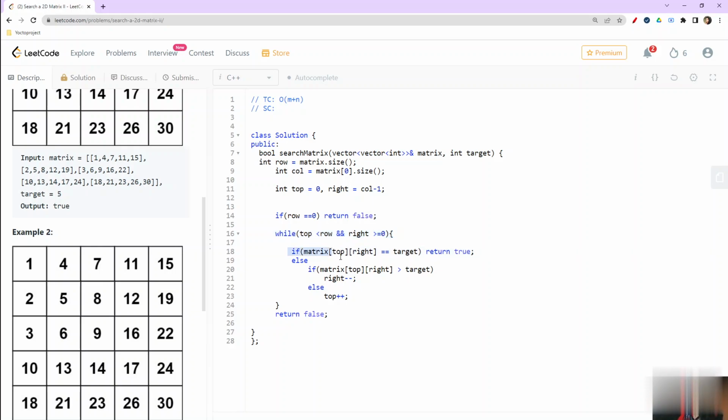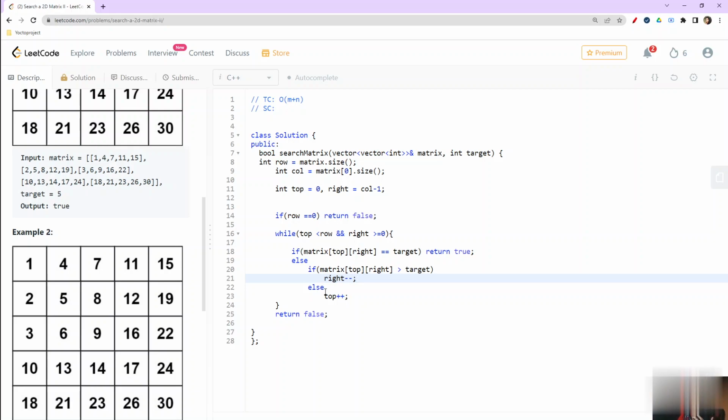Now comes the part that if our matrix at that particular block equals target, then we'll directly return true from that particular position only, that yes, we found the element, right? Else we are required to do two parts. If our matrix of top right, means our present block, is greater than target, the way 7 was greater than target, right? So what we would be doing is we'll do right minus minus. In that scenario, we don't want to move ahead. We only are required to move towards the backward direction. That was the thing which we were doing at that moment. So that's why we'll do right minus minus at that position.